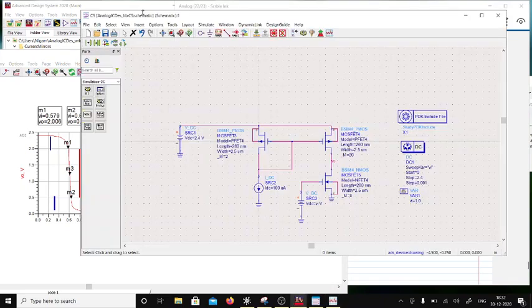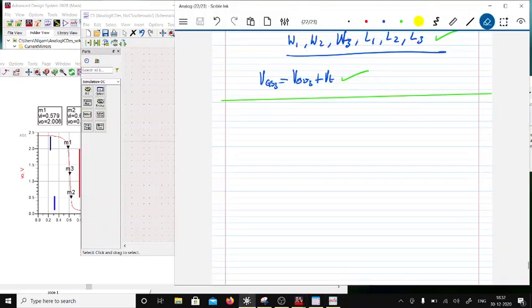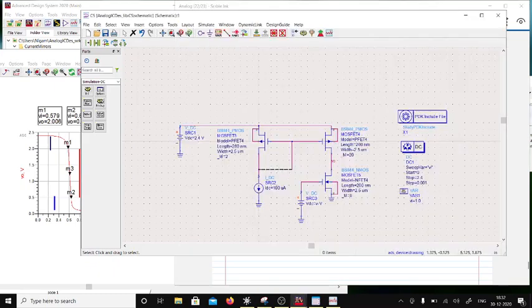Now let me tell you one more thing. There are lots of simulators, and I ask this question again and again to people: where do you use AC simulation? Most of them can't answer this. What is AC simulation? AC simulation basically takes a non-linear device, like these transistors, which are non-linear outside of a range, and linearizes them.